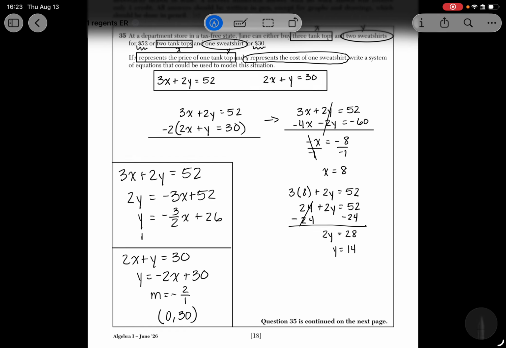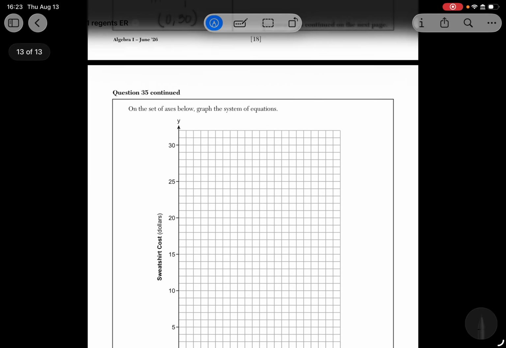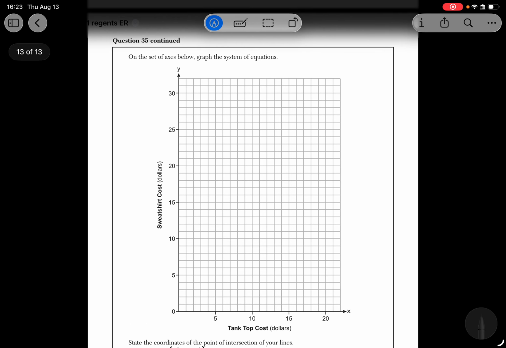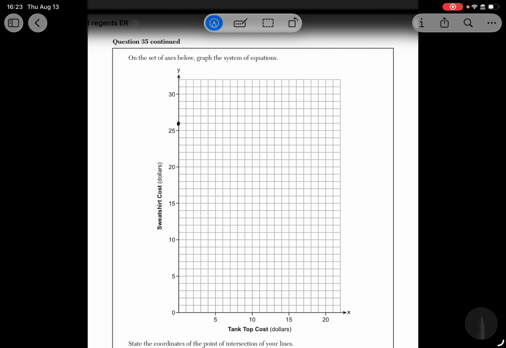And then for our equation up above, m equals negative 3 halves, and then our point is 0, 26. And that will help us below when we're graphing them. So I'm going to start with the first one, which is 0, 26, and I'm going to go down 3 over 2. So go down 3, right 2, again. Down 3, right 2. Down 3, right 2. And you're just going to keep doing that until you run out of space.